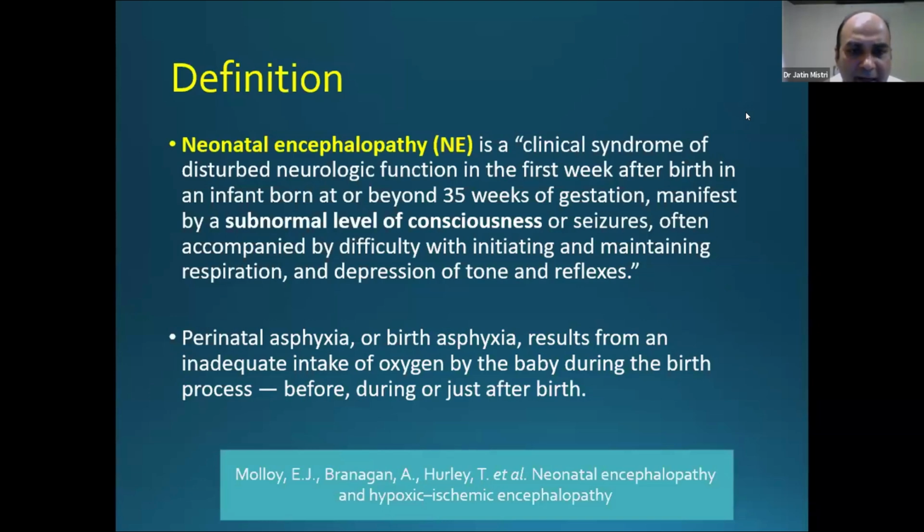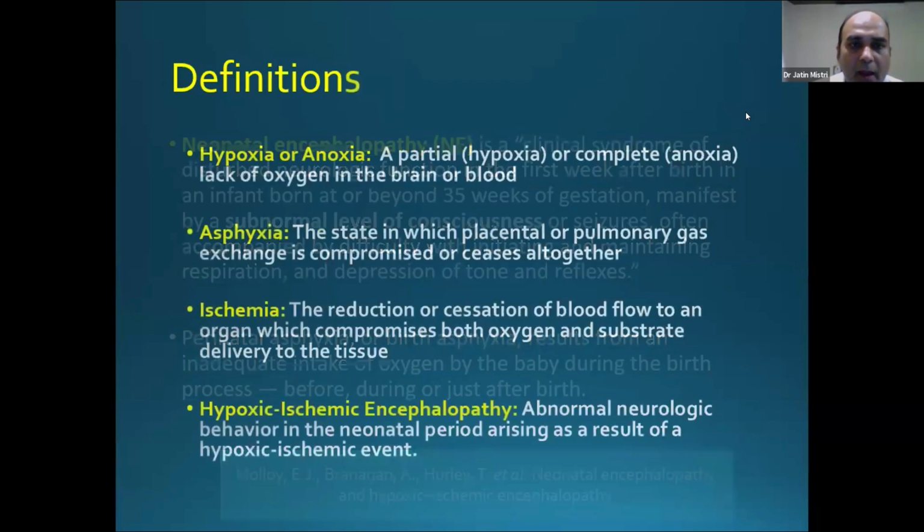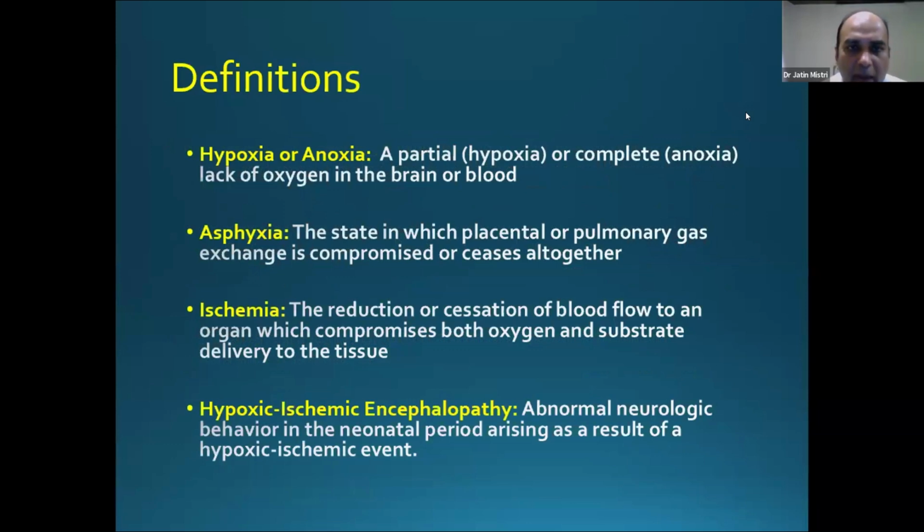So what is perinatal asphyxia or birth asphyxia, which was used previously? It results from the inadequate intake of oxygen by the baby during the birth process, which could be before the birth, during the birth, or just after the birth. Expanding a little bit: hypoxia is a partial or complete lack of oxygen in the brain or the blood. So when your baby is deprived of oxygen, that is hypoxia. What is asphyxia? It is a state in which placental or pulmonary gas exchange is compromised or ceases altogether. Then what is ischemia? Ischemia is the reduction or cessation of blood flow to an organ, which compromises both oxygen and substrate delivery to the tissue.